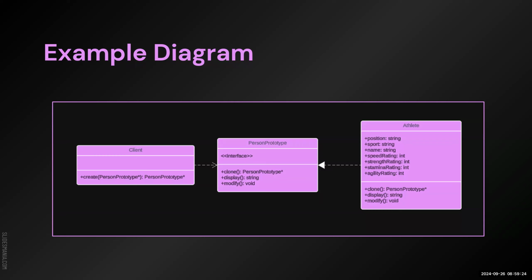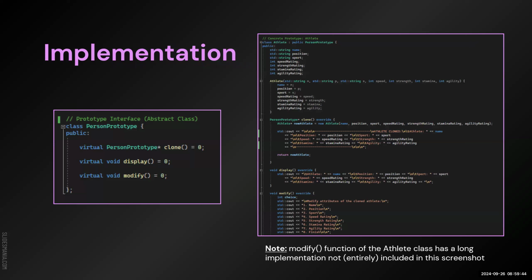In addition to that, more concrete classes could be added. For example, if we wanted to add an actor to the person prototype, we can also do that, because it will be very similar to what the athlete is doing, but it will be a different class that can implement the person prototype. So the person prototype, the image on the left, is the abstract class, and you can see there are three methods that are public: the clone method, the display method, and the modify method. We will focus on the clone method, since that is how the prototype pattern is used.